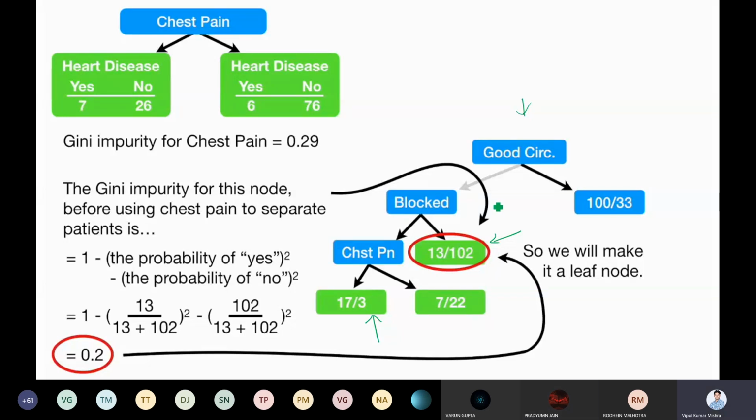Okay, sir. Yeah. Guys, any doubt in the computation? Anyone?